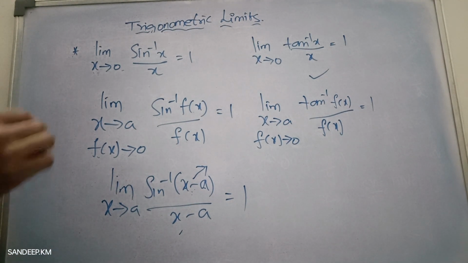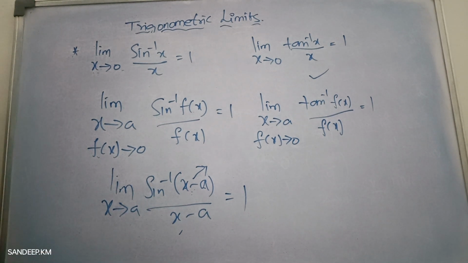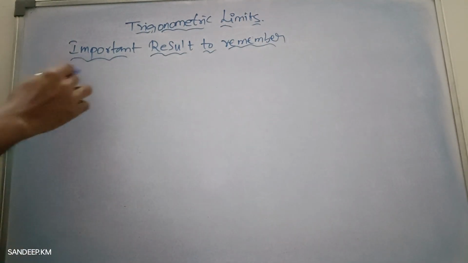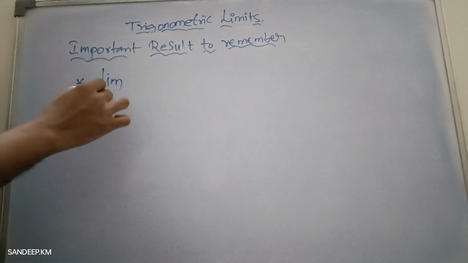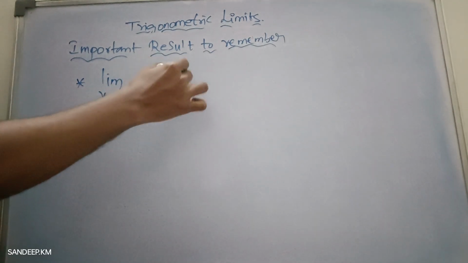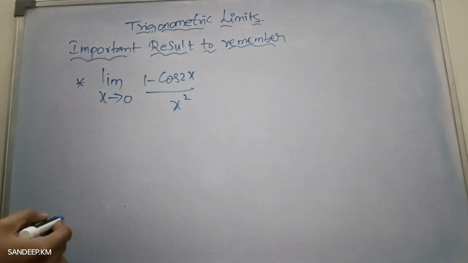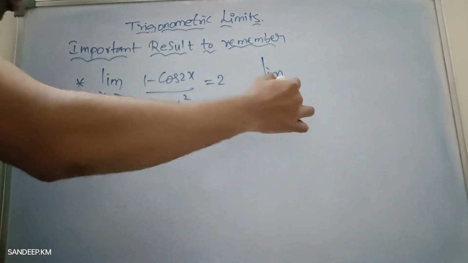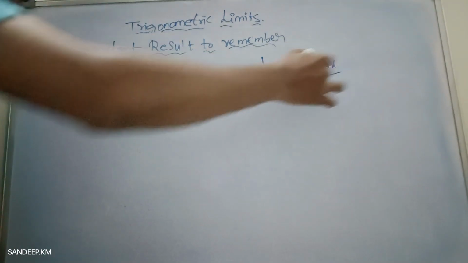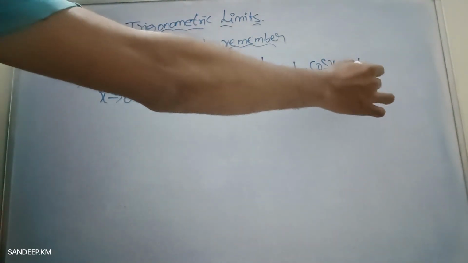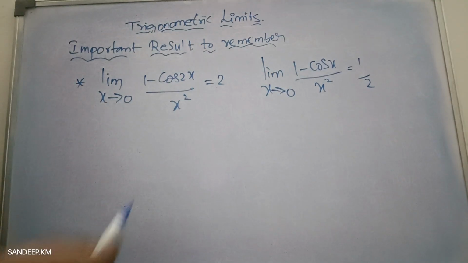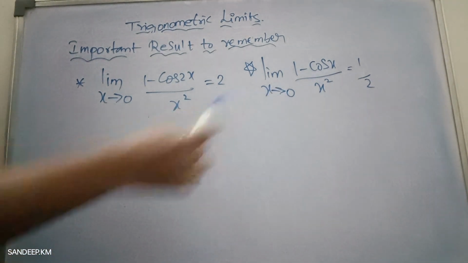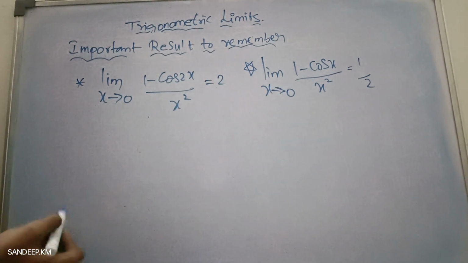So let us start solving some basic questions on this topic now. An important result to remember in limits: limit x approaches 0, 1 minus cos 2x by x square, its value will be 2, and limit x approaches 0, 1 minus cos x divided by x square, its value will be 1 by 2. These two we must remember, particularly this one, because we'll be using it directly while solving the problems. So let us see the proof of it.